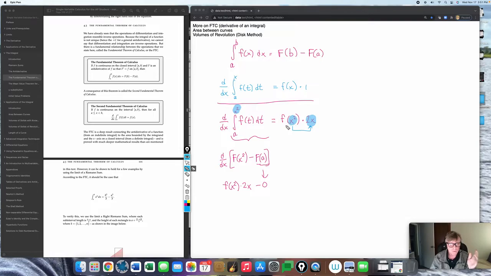I thought it was worth mentioning because a lot of people forget to use the chain rule when finding the derivative. It's a very common mistake amongst Calc 1 students, and this is another place where a lot of people forget. So make sure that if this is not x, you're using the chain rule. Okay, enough said about that.